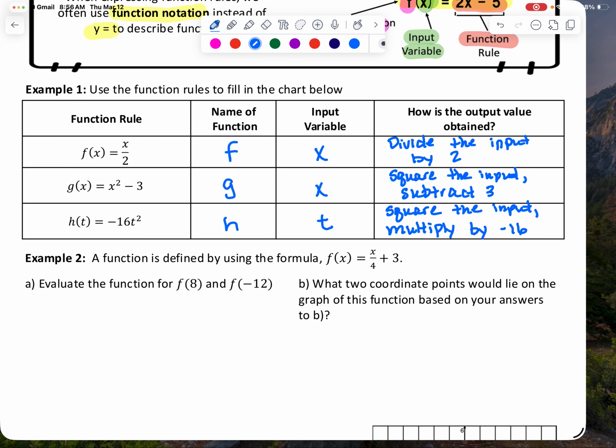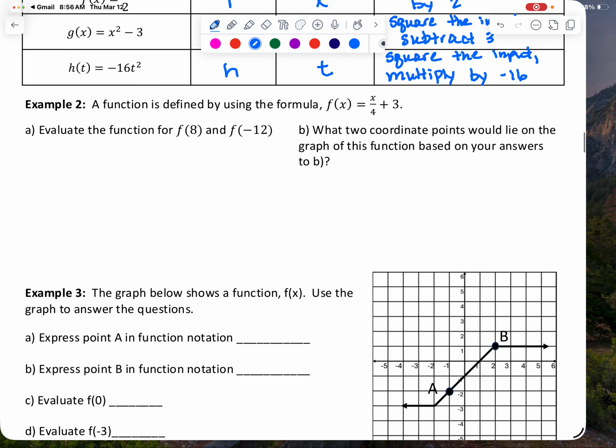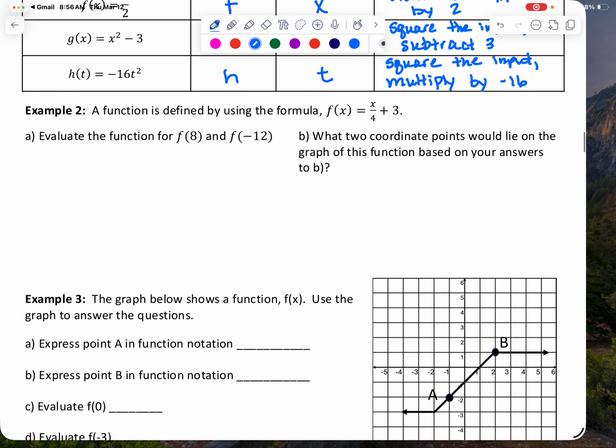All right, let's look at example 2. A function is defined using the formula f of x is equal to x divided by 4 plus 3. Evaluate the function for f of 8 and f of negative 12. In this problem, here are your input values. They're giving you 2 different input values. So let's write the function rule that we're going to use down again. f of x is equal to x divided by 4 plus 3.